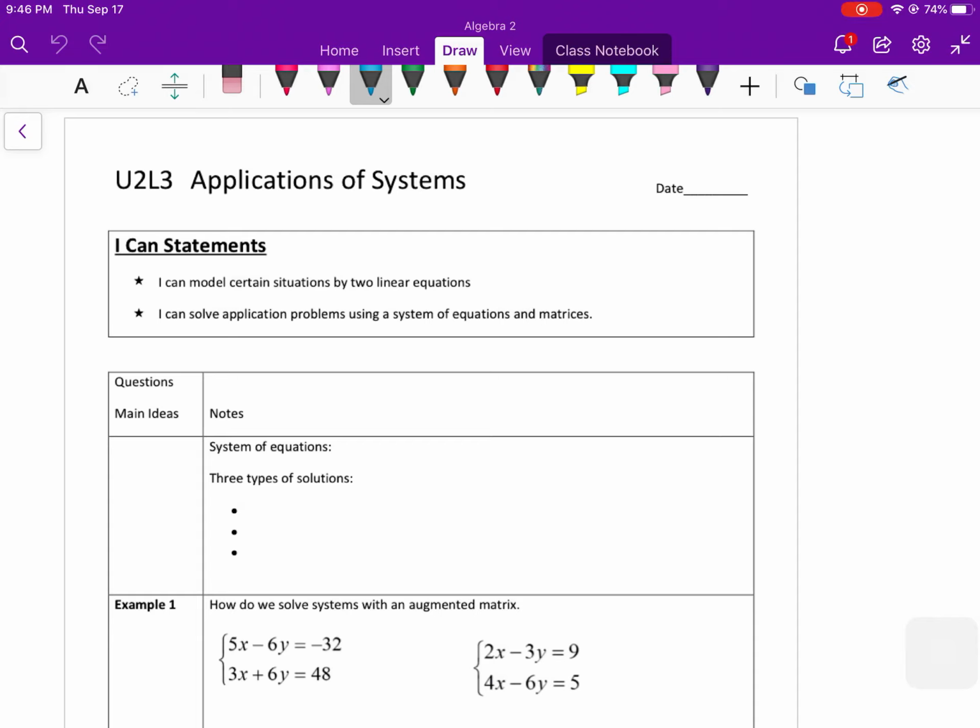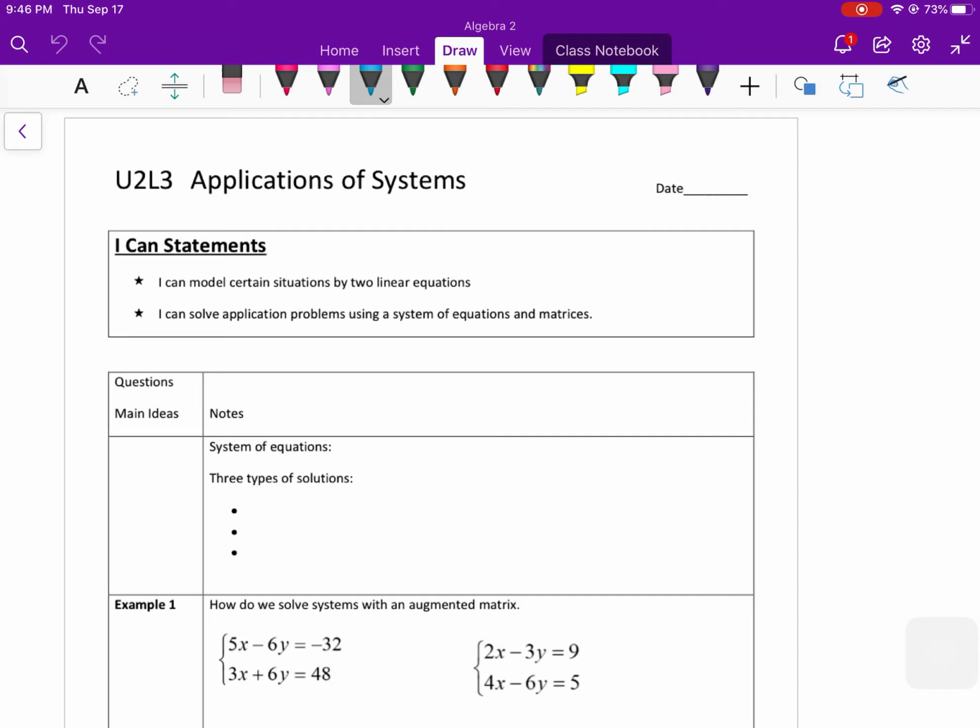Hey class, for lesson 3, we're going to review applications of systems. So you solve systems of equations in Algebra 1 using substitution, elimination, or you also solve them by graphing.